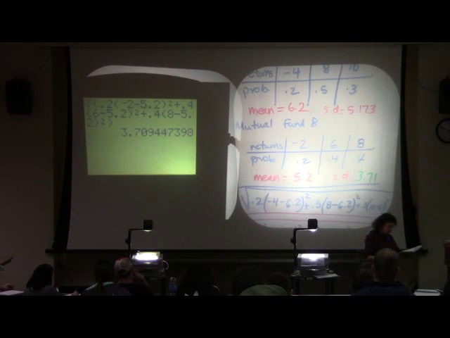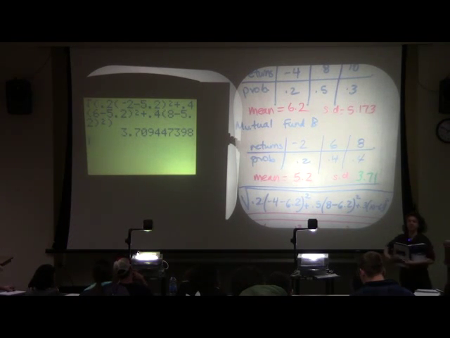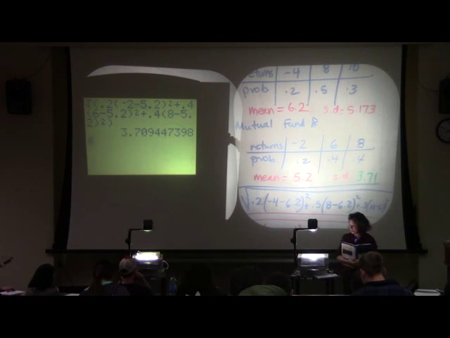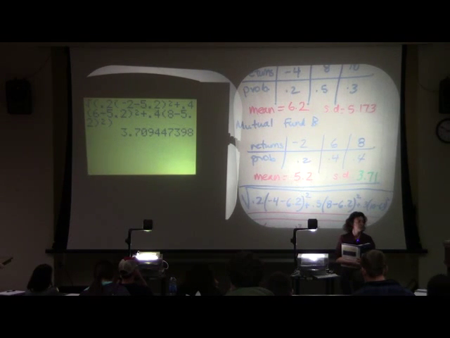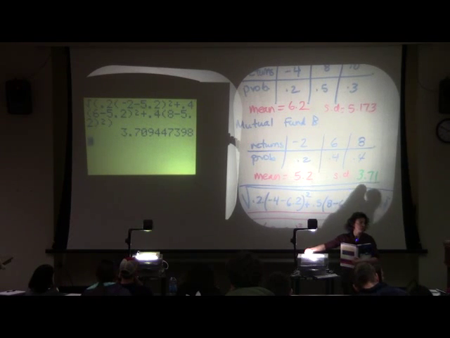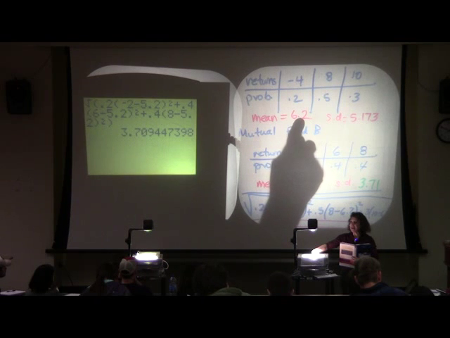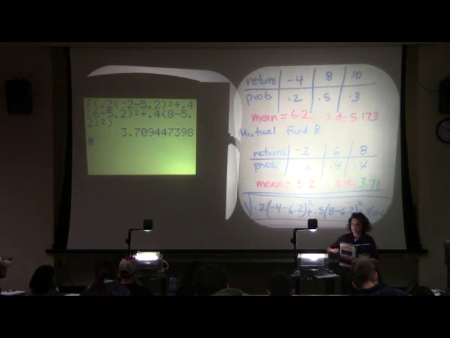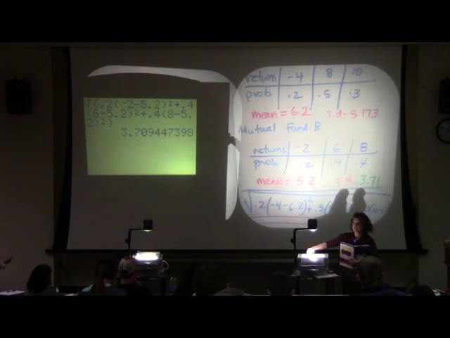All right. So another question then that's asked is the following. In which investment would the element of risk be less? That is, which probability distribution has the smaller standard deviation? What are you going to tell me? Who's smaller, 3.71 or 5.17? This 3.71 is much smaller. So notice, while our expected returns are higher for mutual fund A, mutual fund B is less risky.